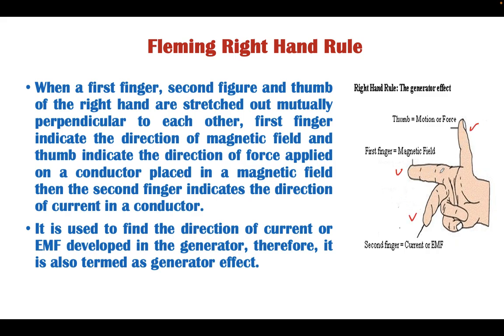Now, if the first finger represents the direction of the magnetic field and the thumb represents the direction of motion or force, then the second finger represents the direction of EMF or current in a conductor placed in a magnetic field. This particular rule is applicable for the development of EMF, and hence it is used in the generator. Therefore, it is also termed as the generator effect.